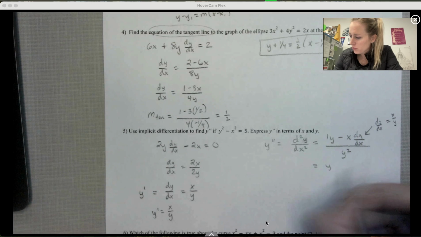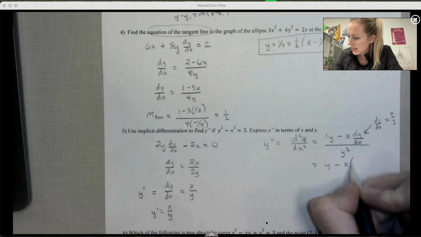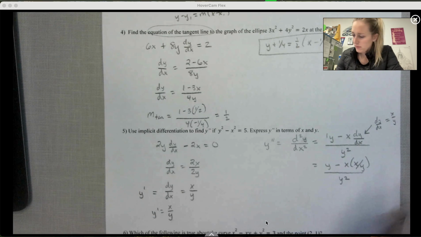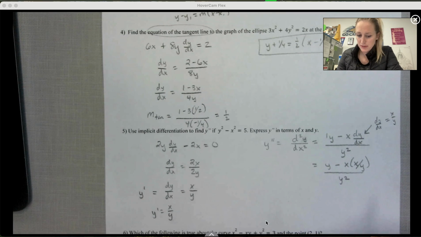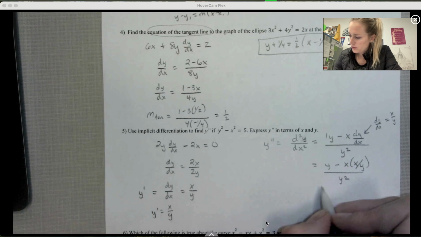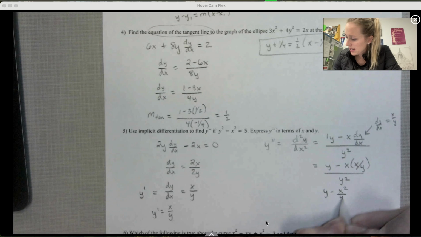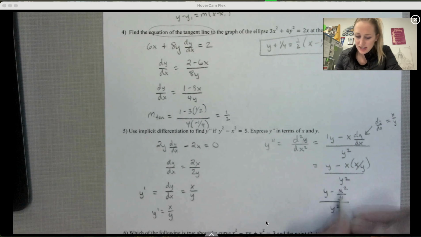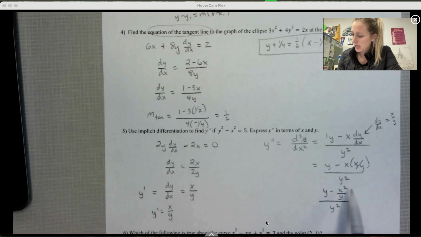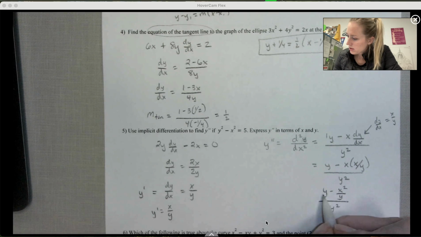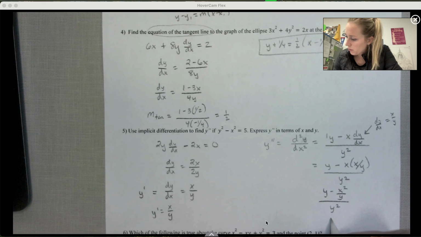So we're going to say y, right, 1 times y is y, minus x times x over y, over y squared. And I'm just going to simplify just a little bit here. So I've got y minus x squared over y, all over y squared. I don't love the fraction in a fraction, so I'm going to get a common denominator here. So we have, multiply this guy by y, so I've got y squared minus x squared over y.